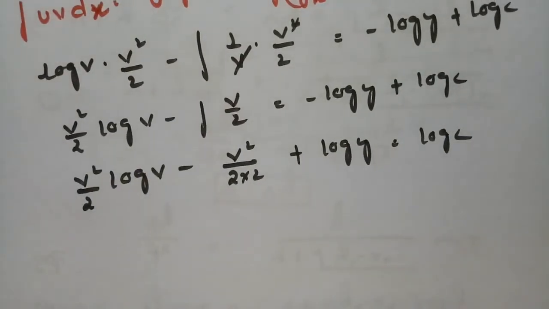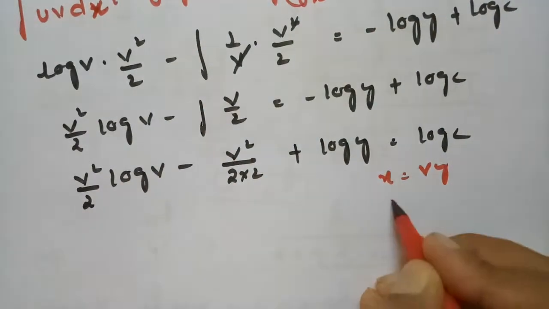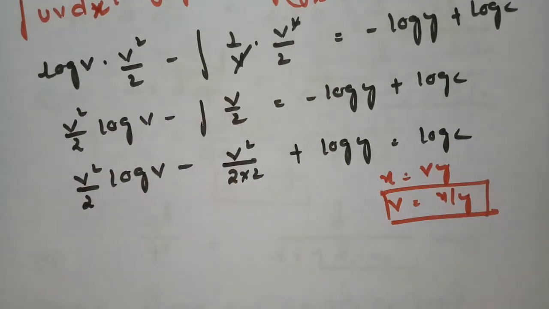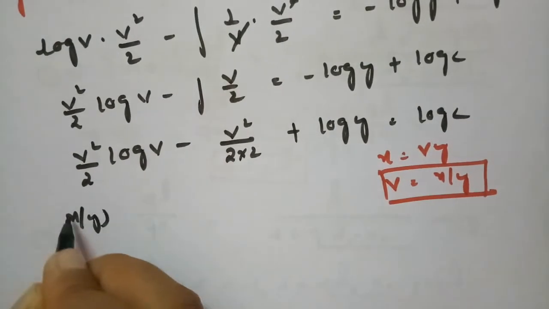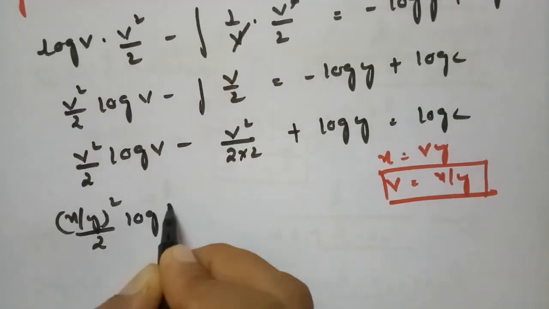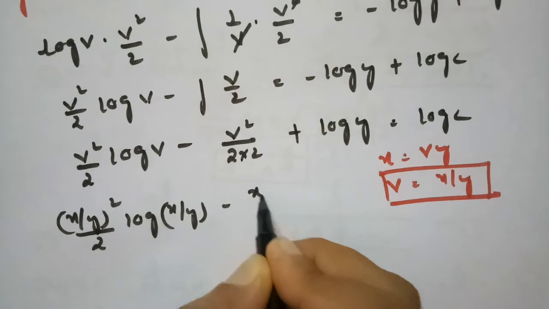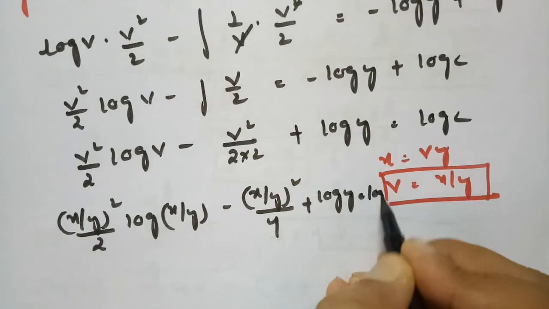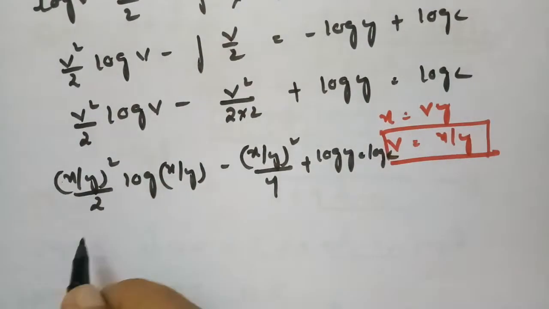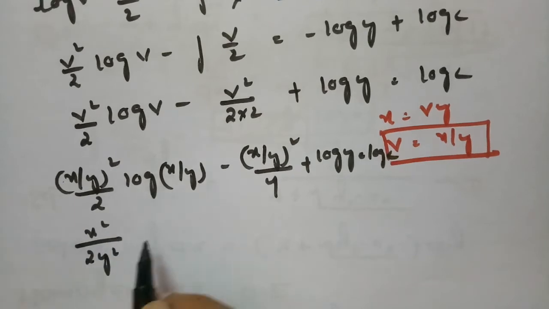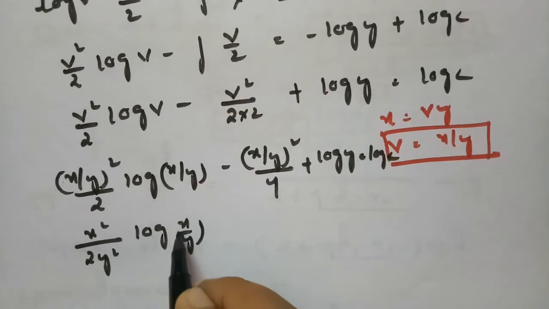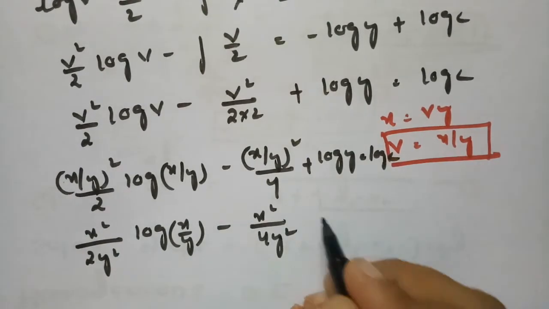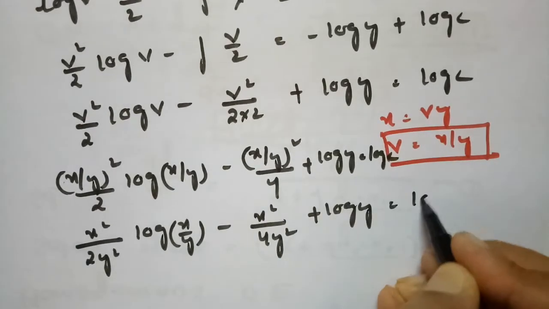And you know there is a substitution here that x is equal to vy. Then v will be x by y. So in place of v, if I keep x by y, so this will be x by y whole square by 2, and again this is log of x by y, and this is x by y whole square by 4, plus log y is equal to some log c. And see what happens here. So this will be x square by 2y square, this is log x by y, and here also this is x square by 4y square, and this is plus log y is equal to log c.